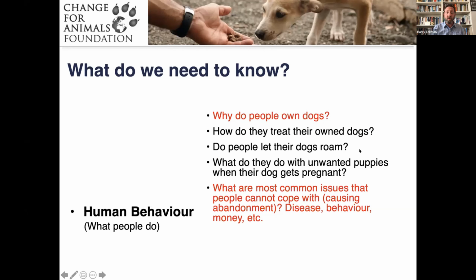And then what do they do with unwanted puppies when a dog gets pregnant? As I said before, do they drown them? Do they give them to friends? Do they sell them? Do they give them to shelters? Do they just let them go on the street? All of these things are things you need to know about their behaviors. And as I said, sometimes what people say they will do and what they actually do are very different.